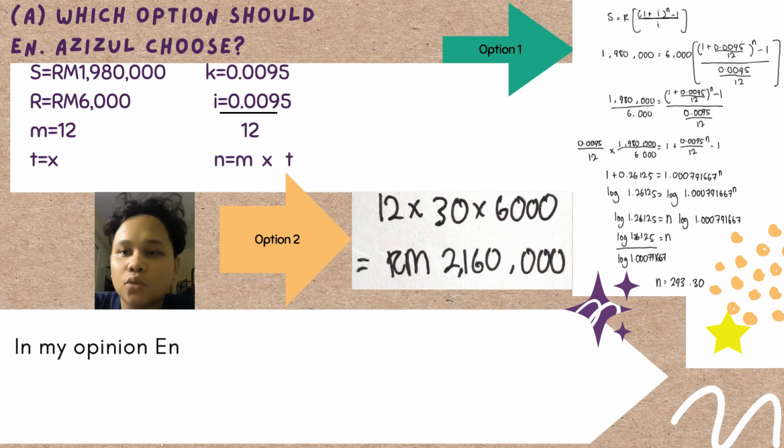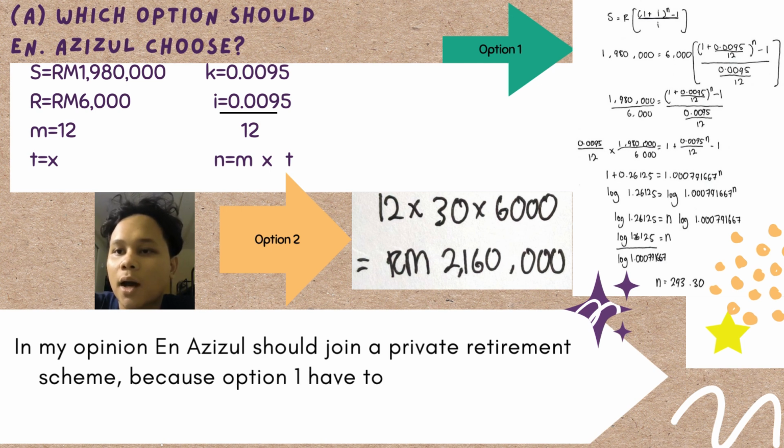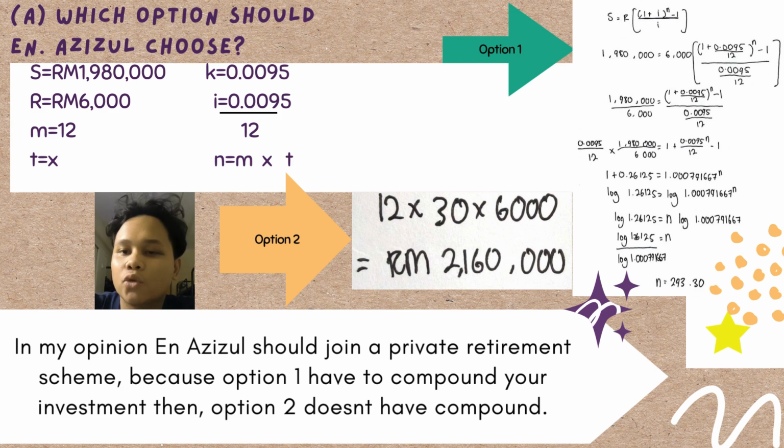Case study number 2. Question A. Encik Azizul, who just retired, is given an option for what he wants to do with his RM1,980,000 in gratuity money. He has two options. Option number 1 is to invest the whole money in an account that pays 0.95% compounded monthly. He will withdraw RM6,000 every month until the amount is empty.